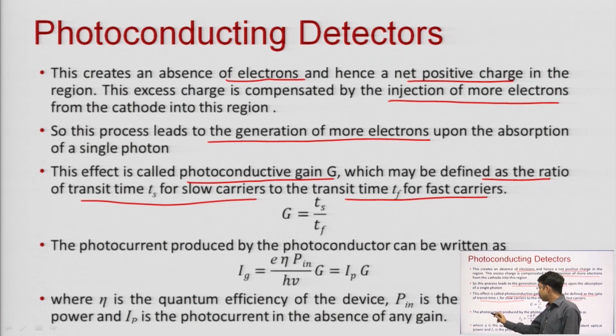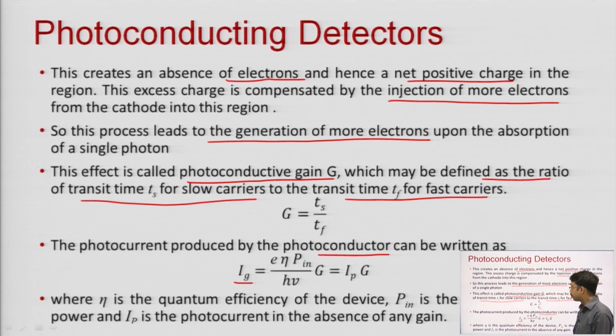So, what is the photocurrent in this case? The photocurrent produced by a photoconductor is denoted by Ig and it is equal to the photocurrent of a simple diode, which is E eta P in divided by h nu, as we have seen in the formula of responsivity in our earlier class, multiplied by this gain. So, Ig equals IP into gain. There is a gain factor in photoconducting detectors or photoconductors.